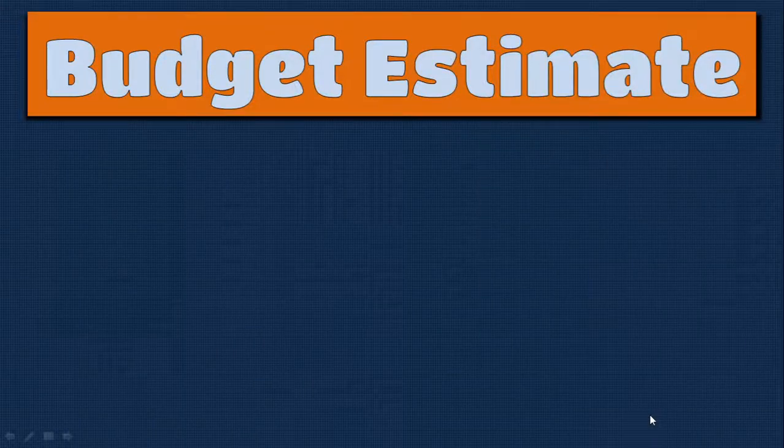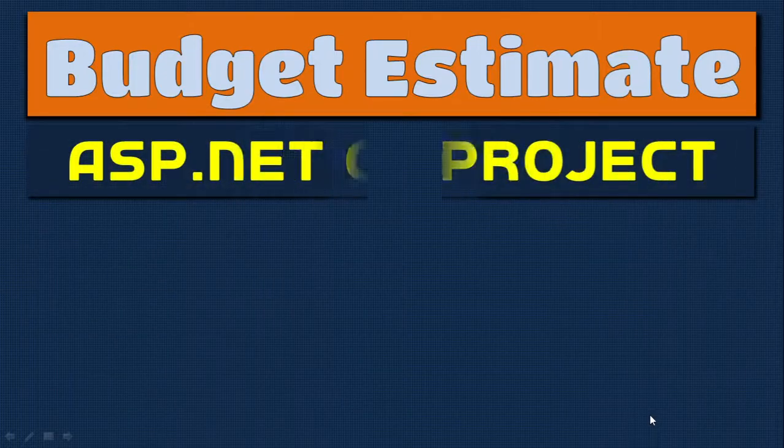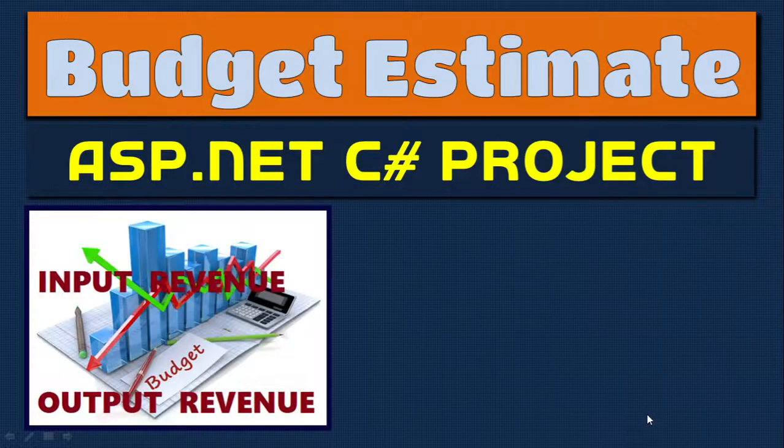In this video, let us understand how to make a budget estimation project using ASP.NET C# language. Once you know this project, what other things should be there, and how you can design the whole project, you can also do the same project in different web application languages. Here we'll consider input revenue, output revenue, and what is the deficit or what is the excess.